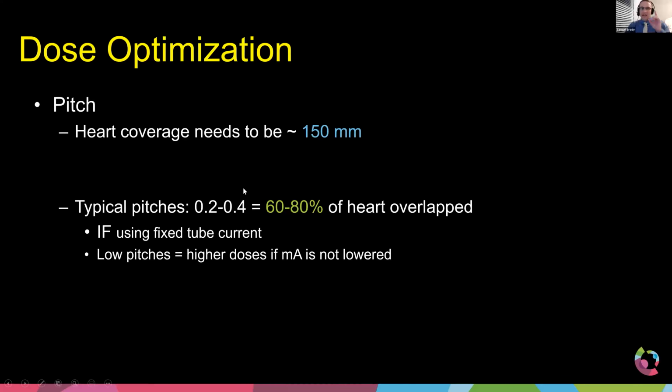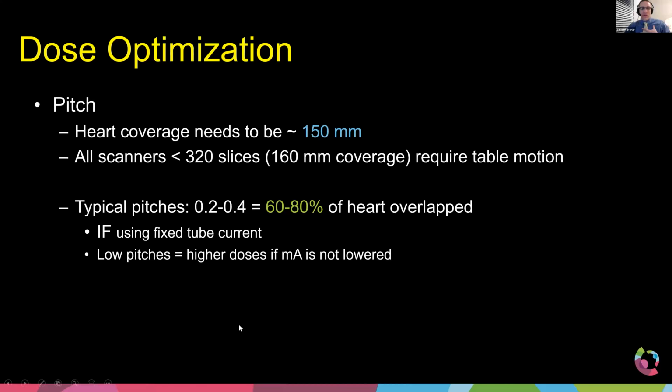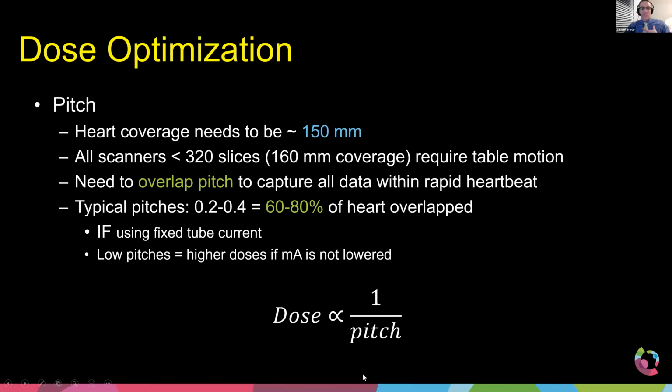But if you're using a fixed tube current, which some people still do when it comes to imaging the heart, then if you go really low pitch, the dose is going to go up. Obviously, as you're sitting there spinning, if you're going to cover the same part of the body 2 or 3 times before it moves a little deeper into the scanner, obviously the dose goes up. That is only true if you're using a fixed tube current.